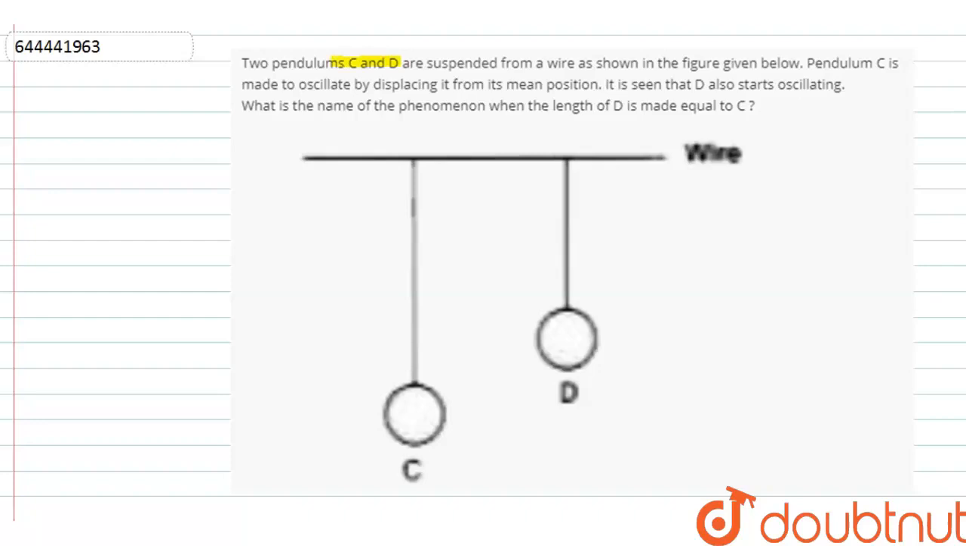The question is, two pendulums C and D are suspended from a wire as shown in the figure given below. Pendulum C is made to oscillate by displacing it from its mean position. It is seen that D also starts oscillating. What is the name of the phenomenon when the length of D is made equal to C?